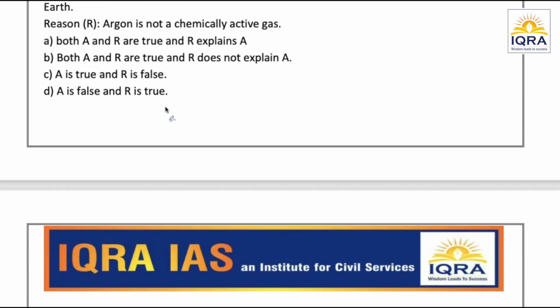Moving on to the next question. Question number 54. It is an assertion and reasoning question. Assertion says the argon gas in atmosphere neither helps nor hinders life on earth. Yes, correct. The reason given is that argon is not a chemically active gas. So for this, the statement is that both assertion and reasoning are correct, and this reason is also correct. This is the perfect reason for the assertion.